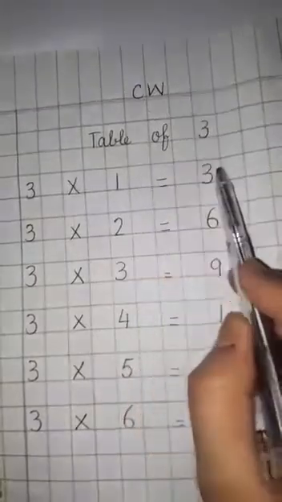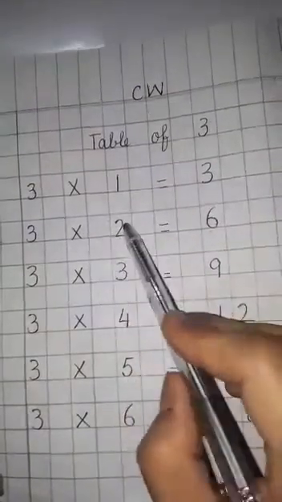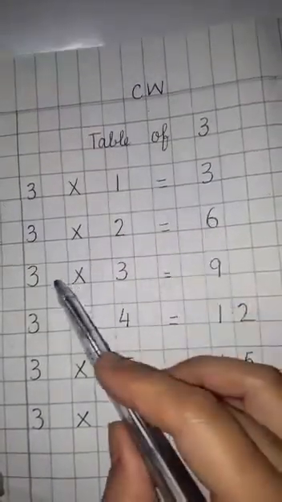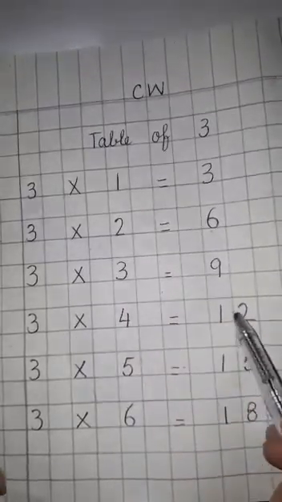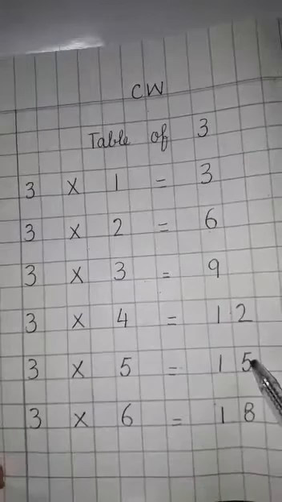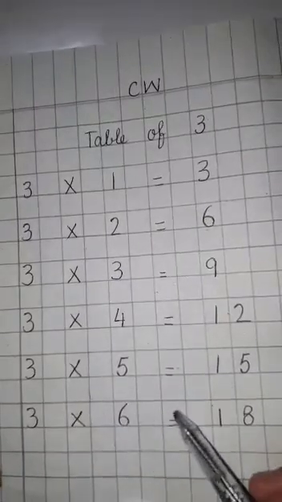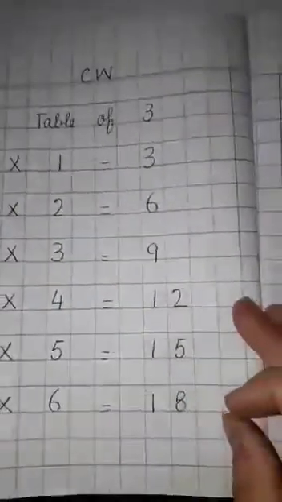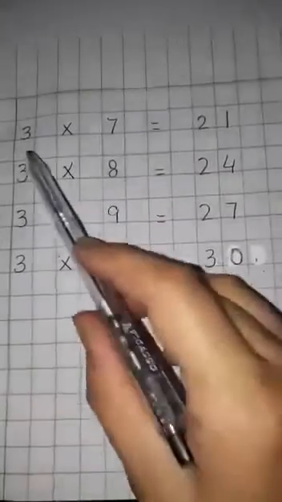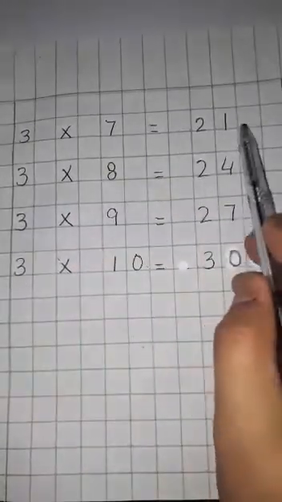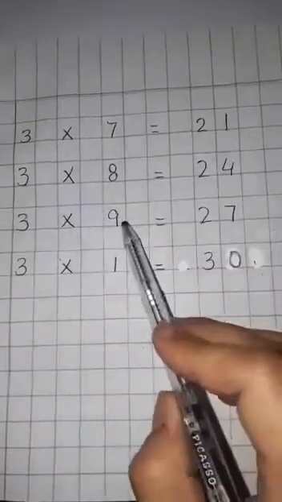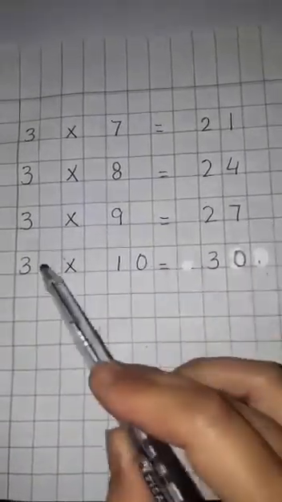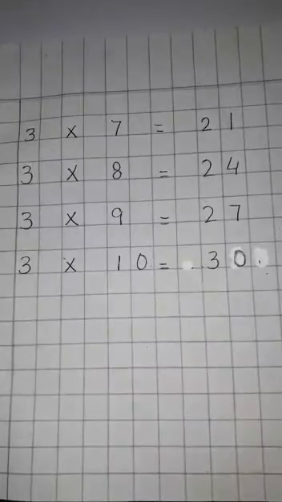Write. 3 ones are 3, 3 twos are 6, 3 threes are 9, 3 fours are 12, 3 fives are 15, 3 sixes are 18, 3 sevens are 21, 3 eights are 24, 3 nines are 27, 3 tens are 30.